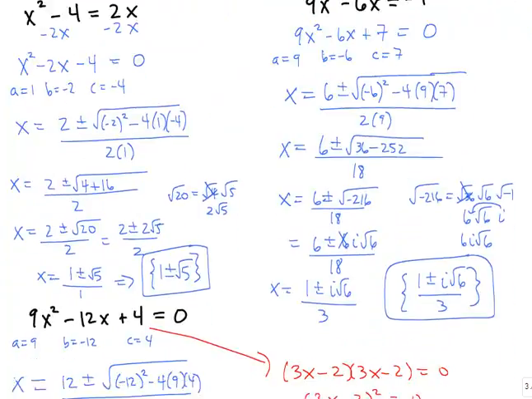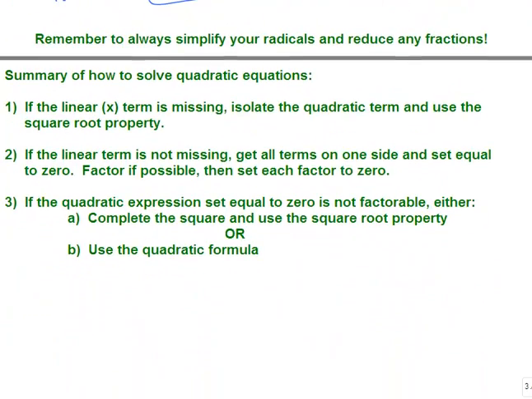Okay? So to summarize, how do we solve quadratic equations? Here's the three things you want to do. First of all, if the linear term is missing, which means there's no x term, isolate the quadratic term on one side and use that square root property. So this is that x squared equals b gives you x equals plus or minus square root of b. So if there's no x term, you can take the square root right away and get your two solutions very quickly.